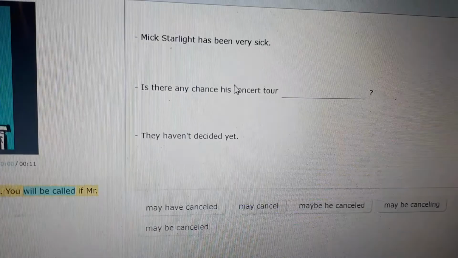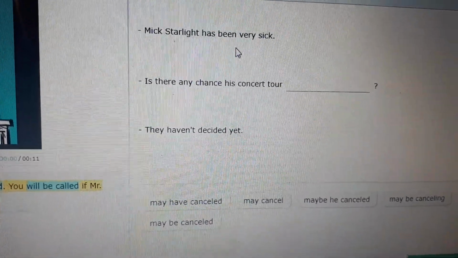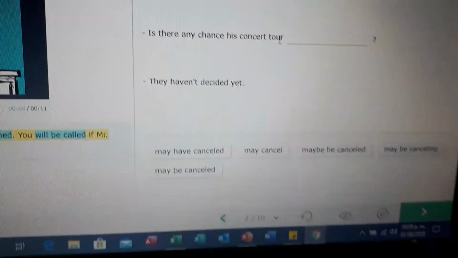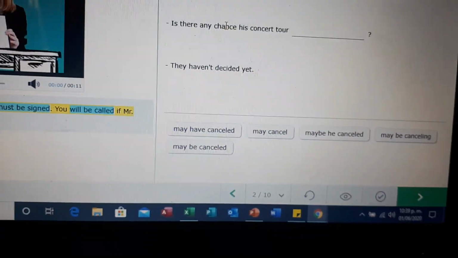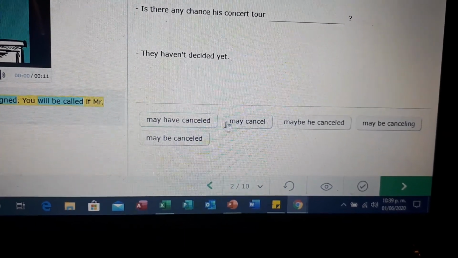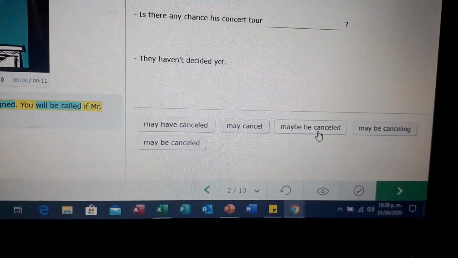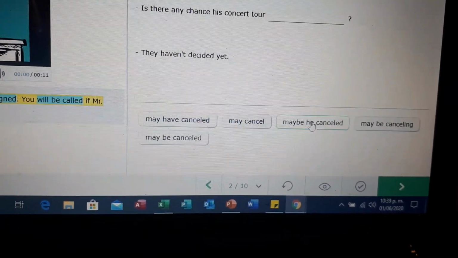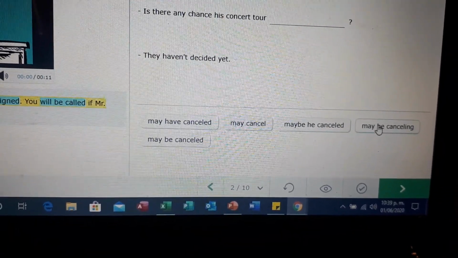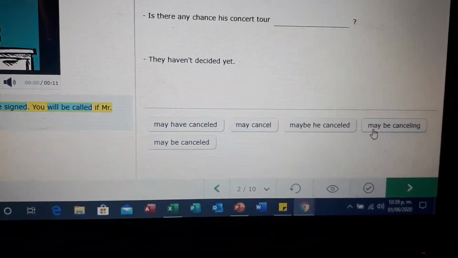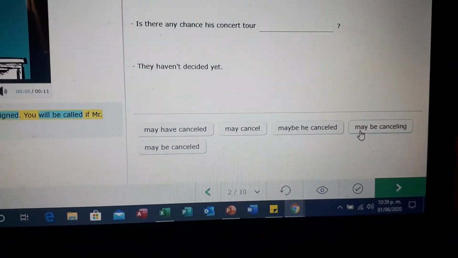We have another example. Mr. Starley has been very sick. Is there any chance his concert tour? Remember that first, it's a question. So first we need the auxiliary. May cancel, maybe cancel. This is different. Maybe es quizás, and may is to talk about the possibility, okay?